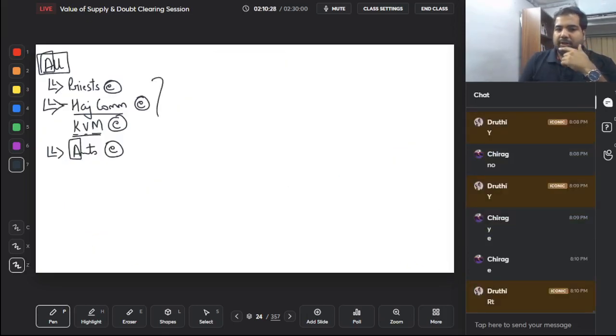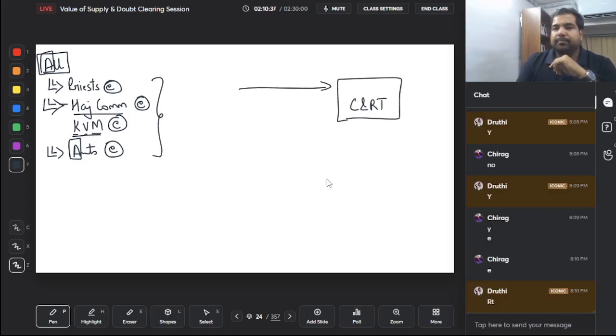So all these are general exemptions. Yes. And now, guys, I have a question. What if a charitable and religious trust like Tirumala Trust, what if they buy an AC? Will they pay GST?